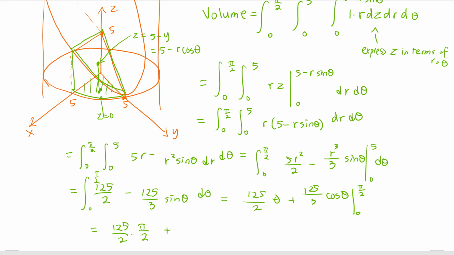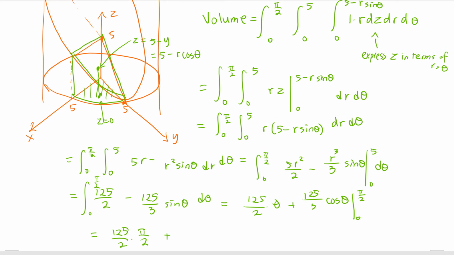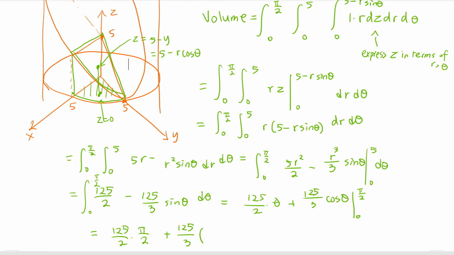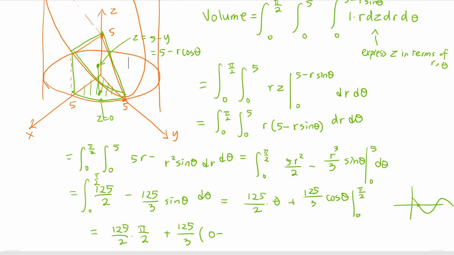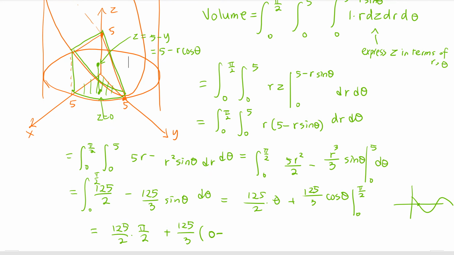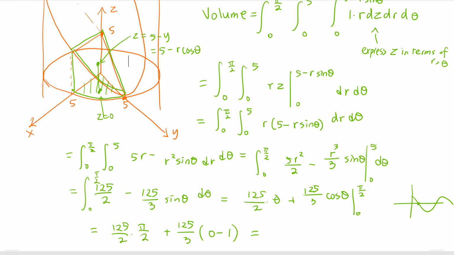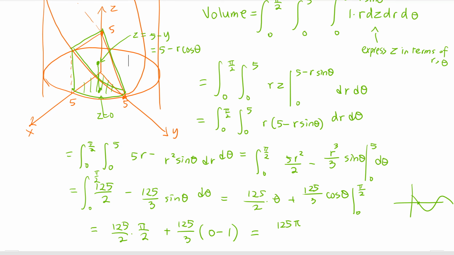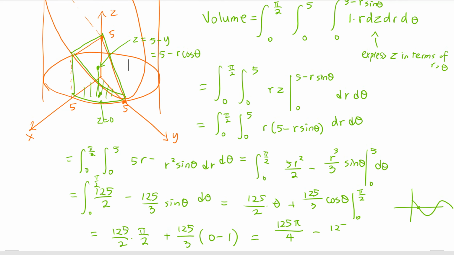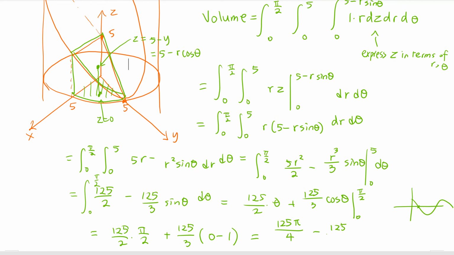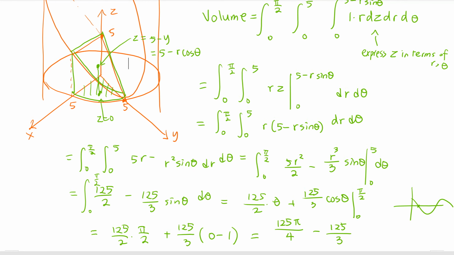The second term, we plug in cosine. Cosine pi over 2, you know, cosine looks like this. So cosine pi over 2 is 0. And then when we plug in 0, cosine 0 is 1. So our answer is 125 pi over 4 minus 125 over 3.